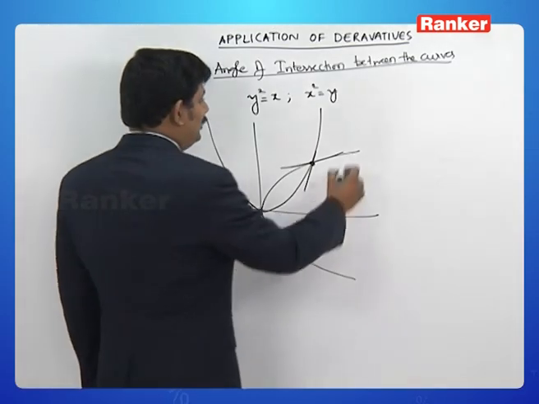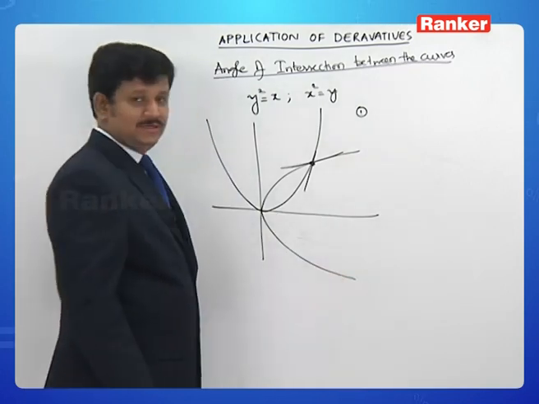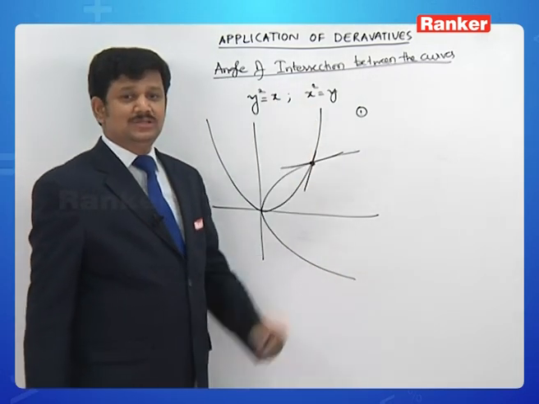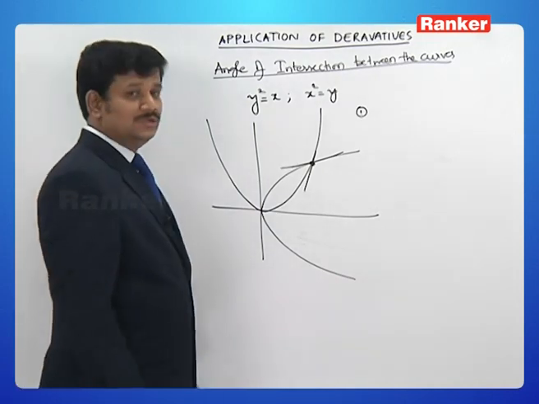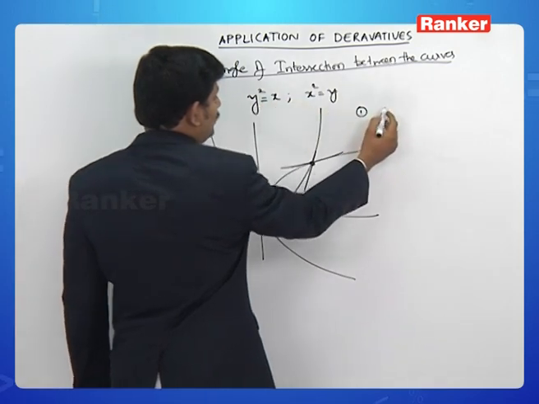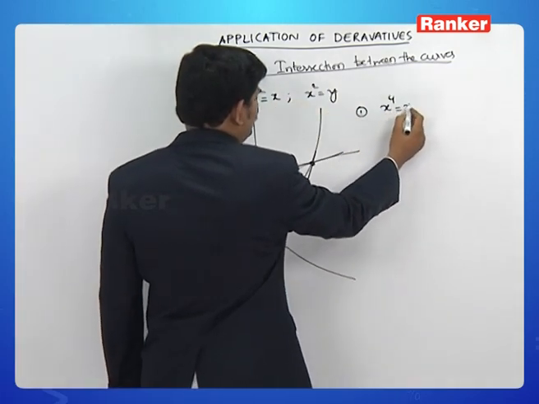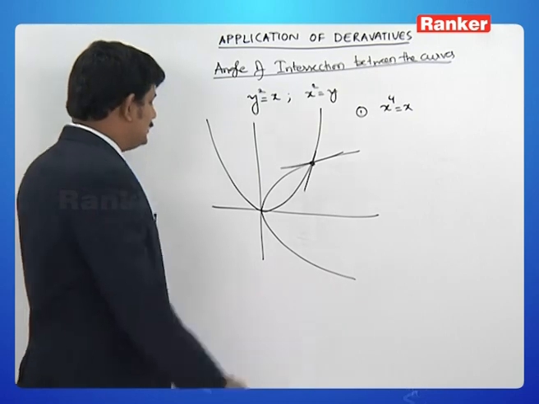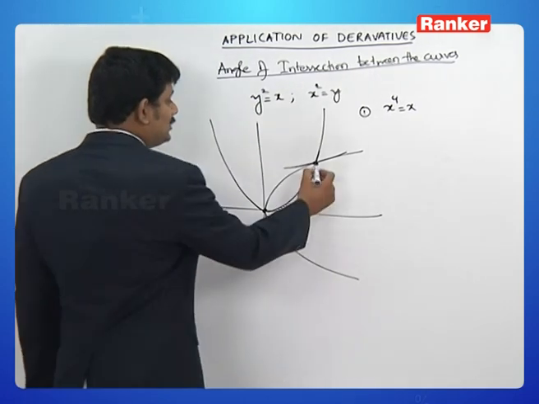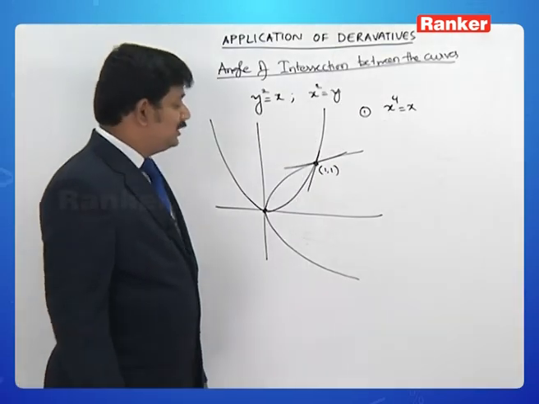So, for this, first and foremost we need to find the point of intersection. Y square is equal to x and x square is equal to y. We need to solve both the curves. Y is x square, so y square would be x power 4 from one curve and x from the other curve. So, x is either 0 or 1. So, let us find the angle between the curves at the point 1 comma 1.